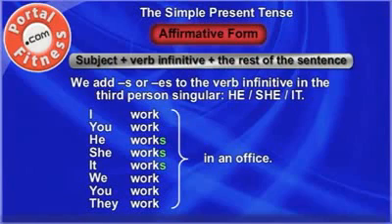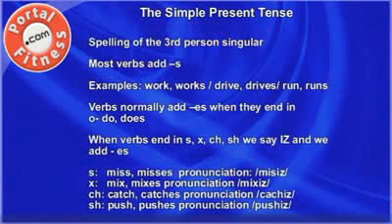Today we're going to see the simple present tense, the affirmative form. The structure is the subject plus the verb infinitive plus the rest of the sentence. Remember that we have to add s or es to the verb infinitive in the third person singular: he, she, it. For example, I work in an office, you work in an office, but for he, she, it, we have to say he works in an office, she works in an office, or it works in an office.